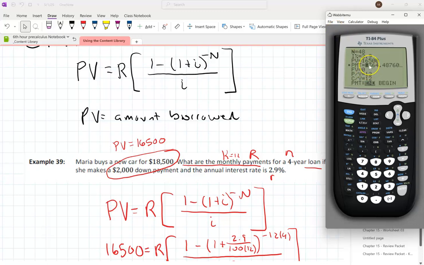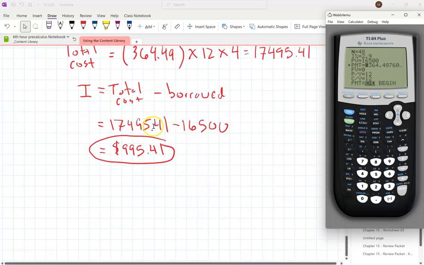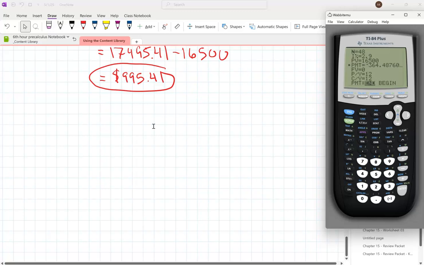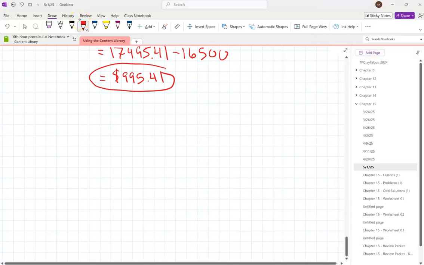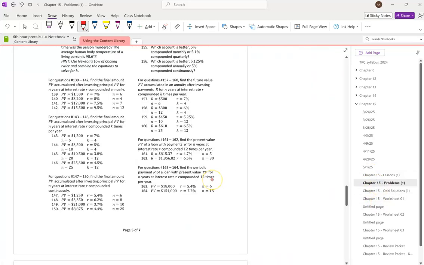But again, the signage doesn't really matter to me, as long as you report your numbers as positives. The calculator needs the negative so it has a direction to it. But notice you can do almost all of these financial problems using this TVM solver. You are free and encouraged to do that in the homework or on your test. That is totally fine. I would love for you to do that.